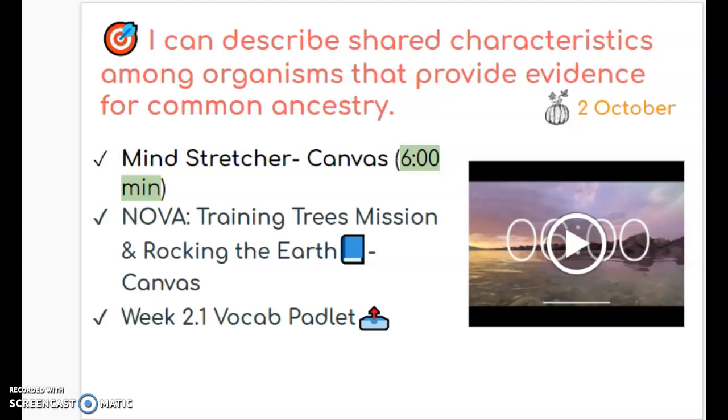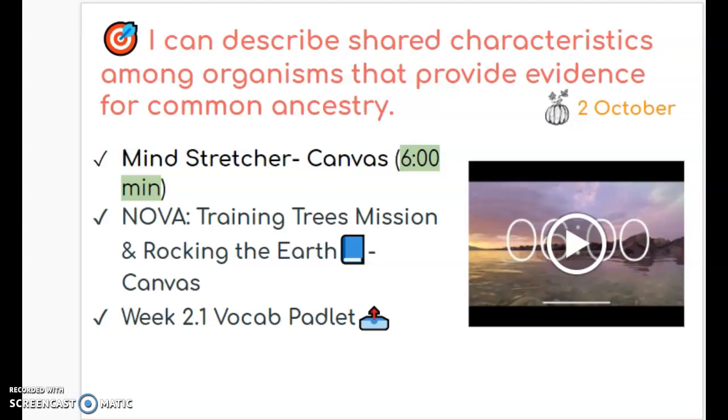We're continuing working on our target. I can describe shared characteristics among organisms that provide evidence for common ancestry. So we were in the first unit looking at the ecosystem as a whole and interaction between populations, but now we're moving into looking at the individual organisms and what made them what they are today. What characteristics do they have, and how do we think they got there?